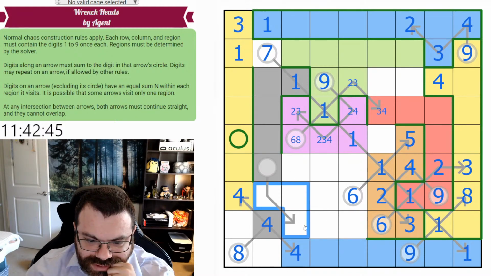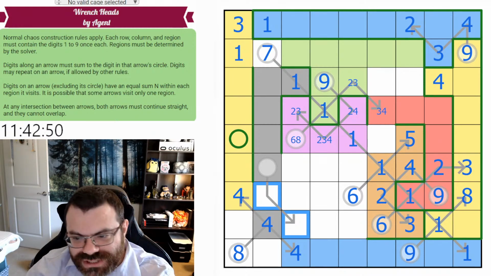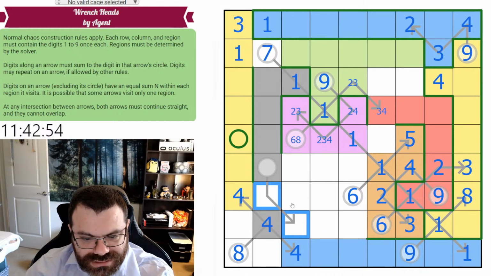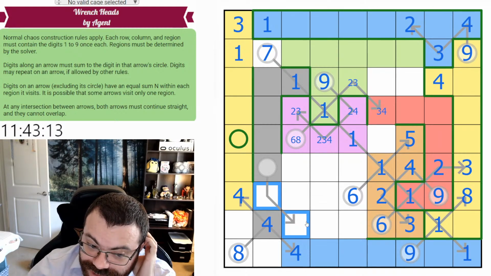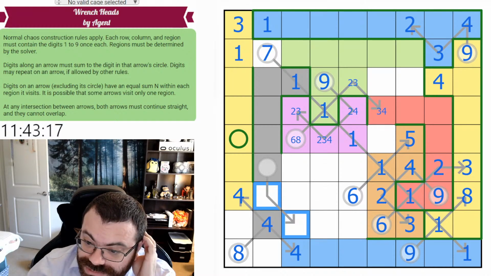We haven't done this arrow at all. What's actually left for what this could be? So it can't be... let's say these were in 2 different regions, right? If these were in 2 different regions, they'd be the same digit. 1's out, 2's out, 3's out, 4's out. They'd have to be 5, 5. So these are in the same region as each other. If they're in the same region, they have to be gray, right? Anything else cuts off gray. So these are both gray.